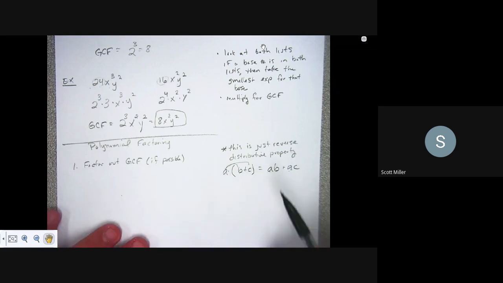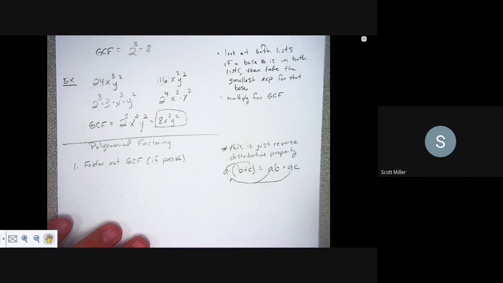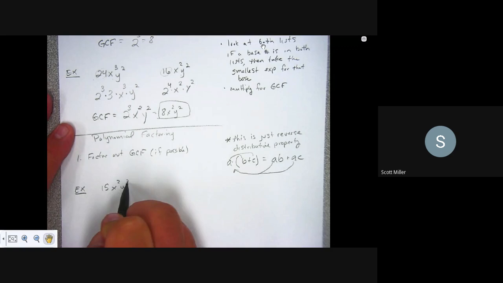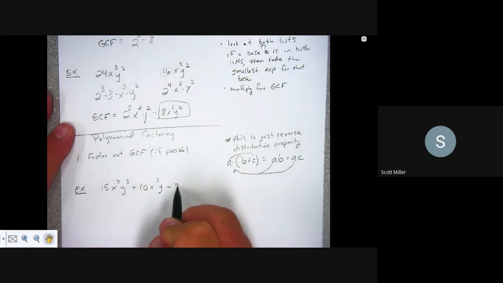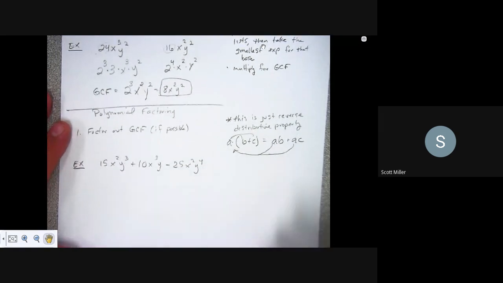Remember, factoring means to write it as a product. This is a product, A times that quantity. So what we're going to do is the distributive property backwards. We're going to factor it back out. So this followed by this goes like that. You factor that out, okay? So if I give you this example, 15x squared y to the third, 10x cubed y minus 25x squared y to the fourth, and I ask you to factor out the greatest common factor, then we need to identify the greatest common factor.